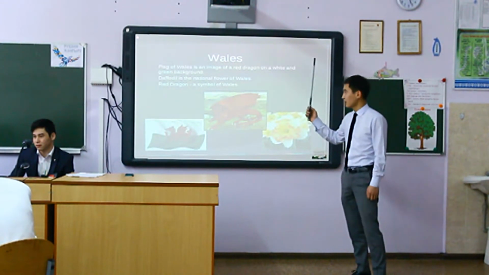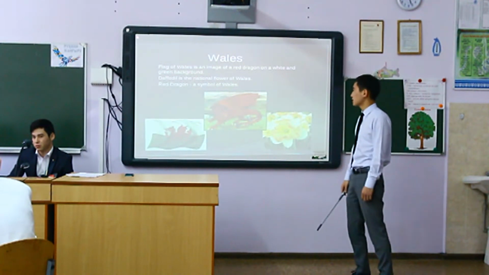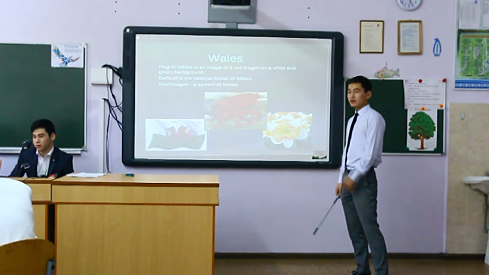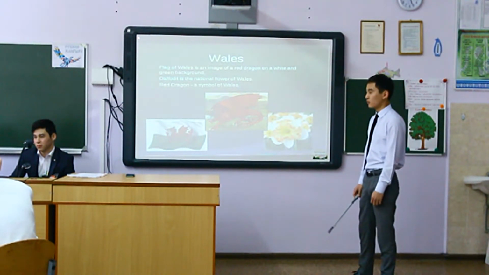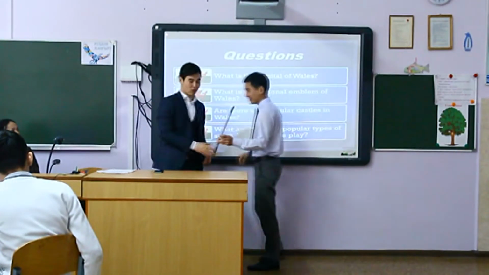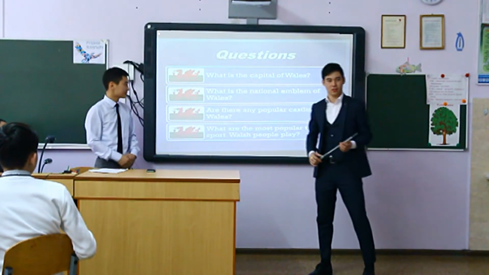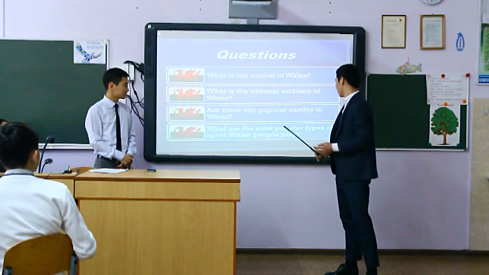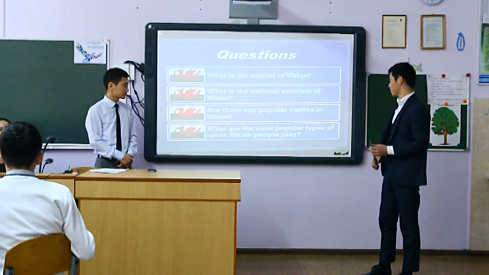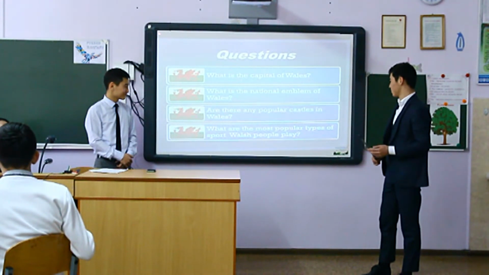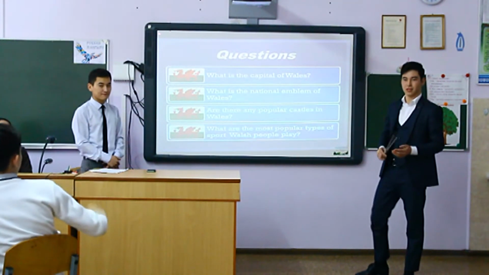The flag of Wales is an image of a red dragon on a white and green background. The daffodil is a national flower of Wales. The red dragon, a symbol of Wales. That's all. What is the capital of Wales? Cardiff. Yes. What is the national emblem of Wales? Red dragon. Yes. Nice. Are there any popular castles in Wales? Very nice, you have remembered. What are the most popular types of sport among Welsh people? Right?